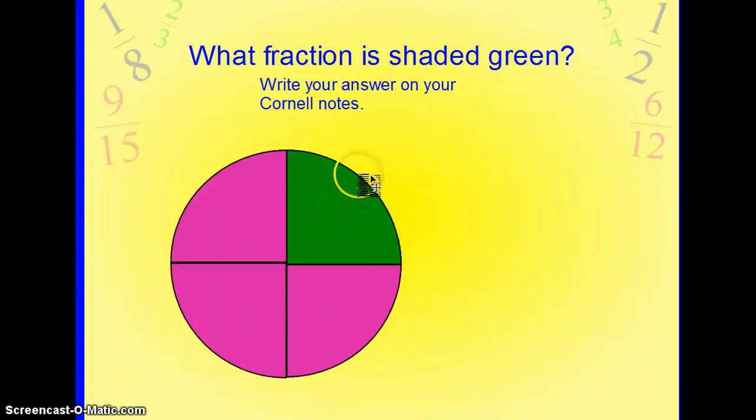Let's look at this pie right here. The question is, what fraction is shaded green? What I want you to do right now is write the answer to this question on your Cornell notes. Go ahead and pause the video. Okay, so what you should have done is you should have written the fraction 1/4.